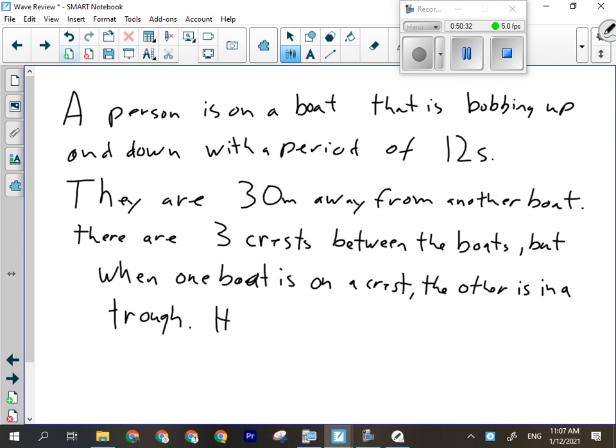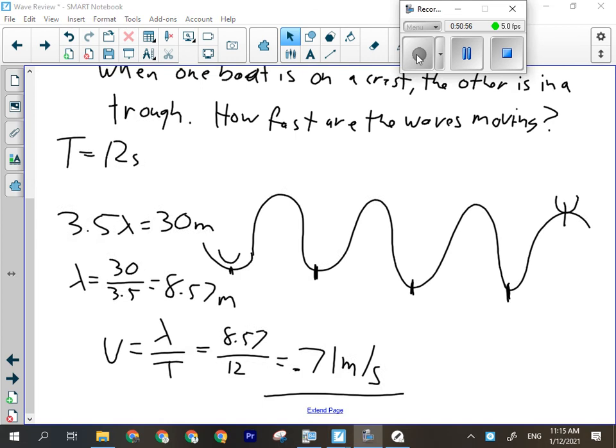How fast are the waves moving? You'll have to draw it. It's the only way you'll be able to do it, unless you're just incredibly good at picturing things in your head. How fast are the waves moving? Okay, that's a tricky one. Oh, that was such a great question. Okay, there's the answer. Sorry.